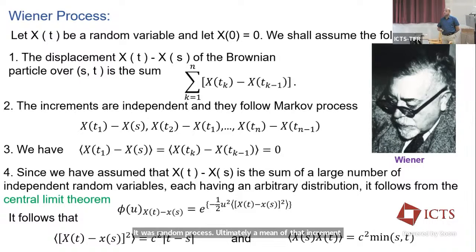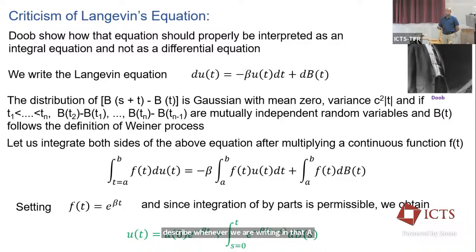And since we assume that XT minus XS is the sum of a large number of terms, it follows from the central limit theorem that the distribution function of that increment follows the Gaussian distribution. So ultimately this is the description, and if we describe this distribution function in that way, then its mean and variance will be like that. It means that whenever we describe this Wiener process, it always follows all these properties. That's why we always describe Gaussian white noise whenever we write this Langevin equation in that form. So basically, it comes from that.